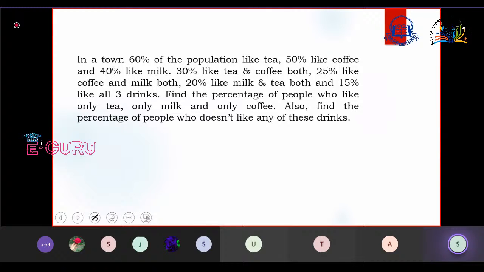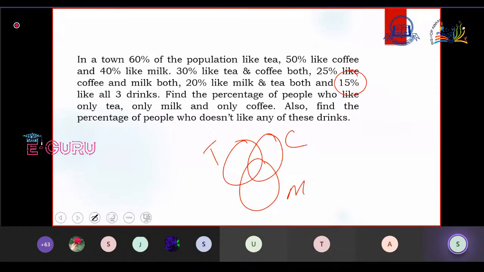So here three categories are there. So it will be something like this. Right? Tea, coffee and milk, right? We should always remember the common places first we need to fill up. So here it is given that 15% like all three drinks. So that 15 should come here, in the common space of all three together, 15.